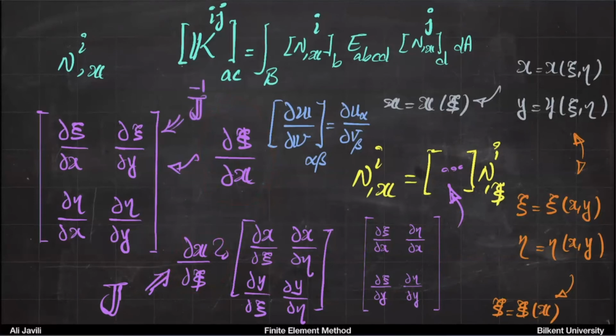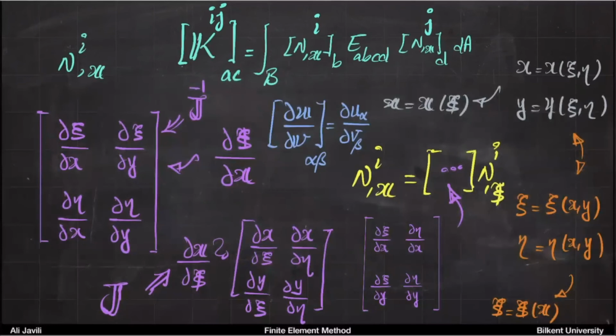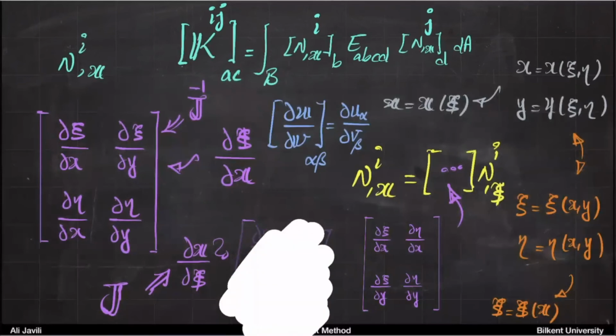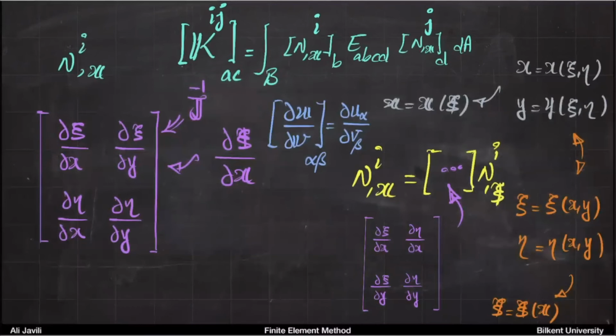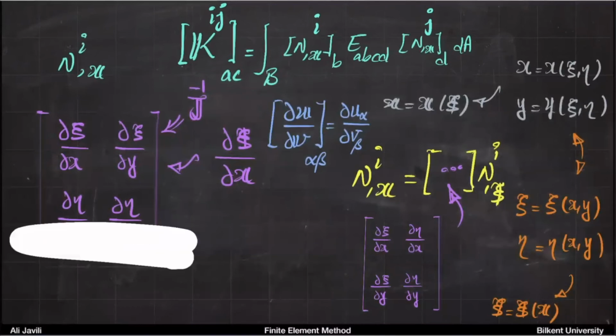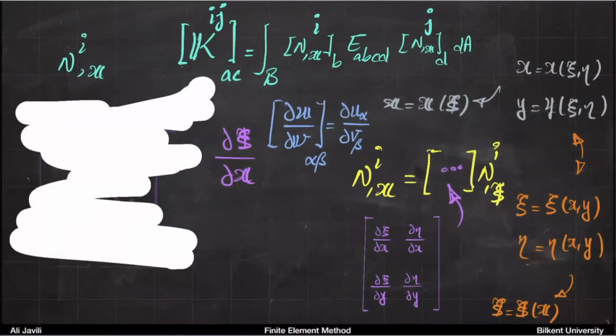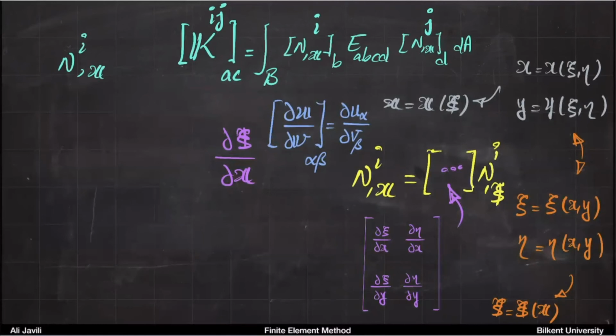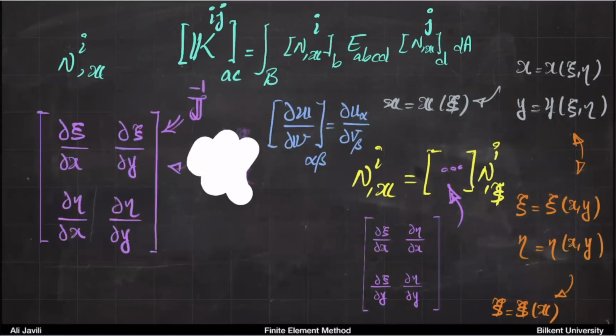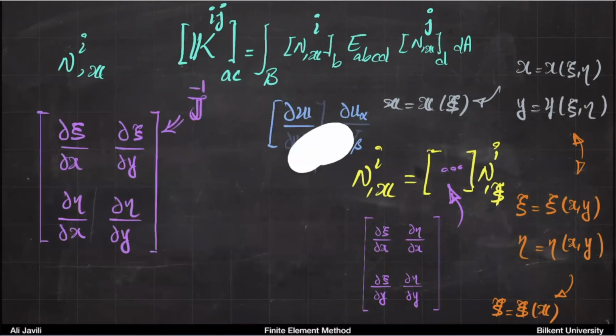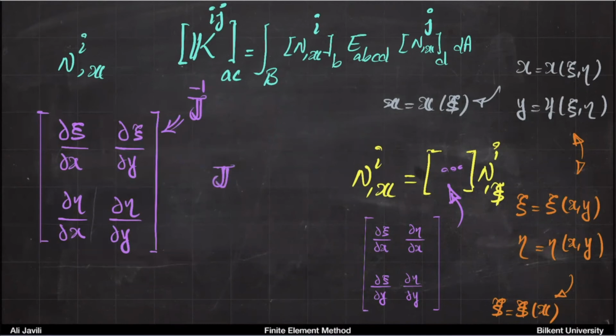Okay, so because things got a bit crowded, let me just come back to this. I will clean this up. So we have this thing that we call the Jacobian, and that is the derivative of x with respect to ξ.